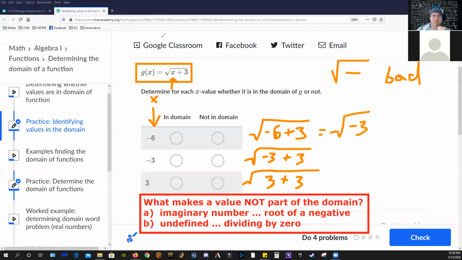No good. Can't be the root of a negative. That's an imaginary number. This would be the square root of 0. I'm okay with that. That would just be 0. That's fine. And this would be the square root of 6, which is going to be a decimal, but it's definitely not negative. So these are the right answers.